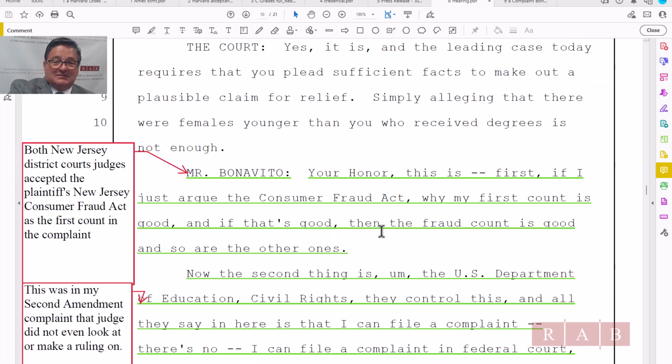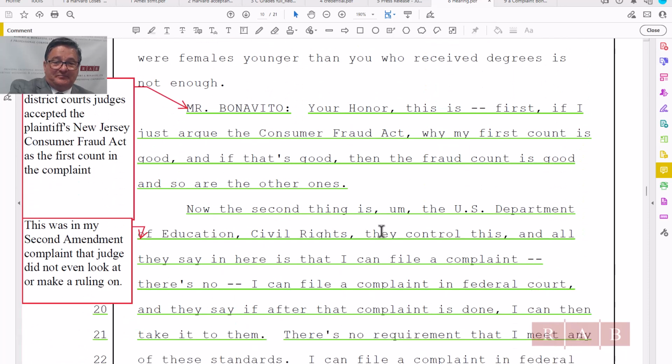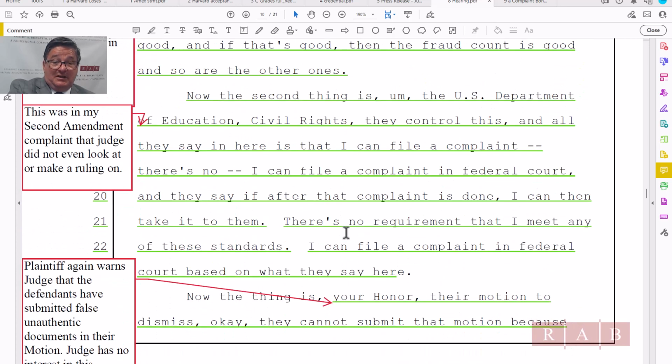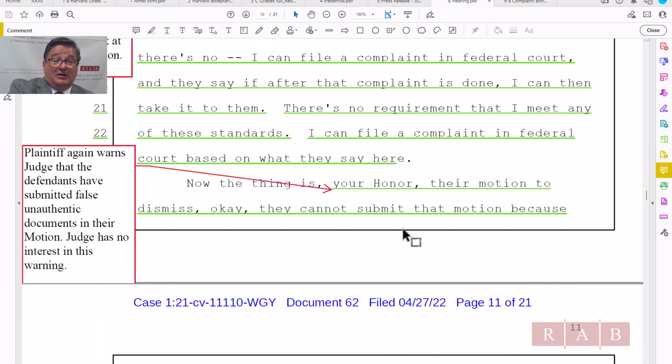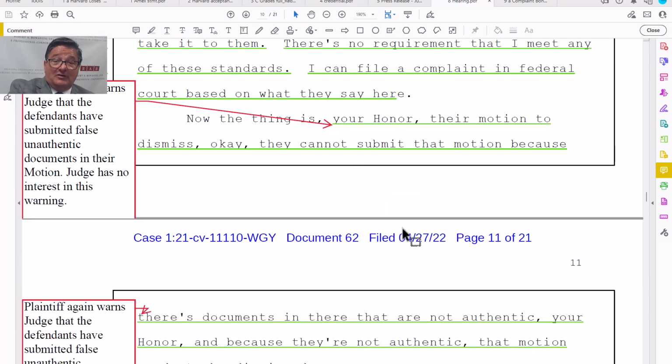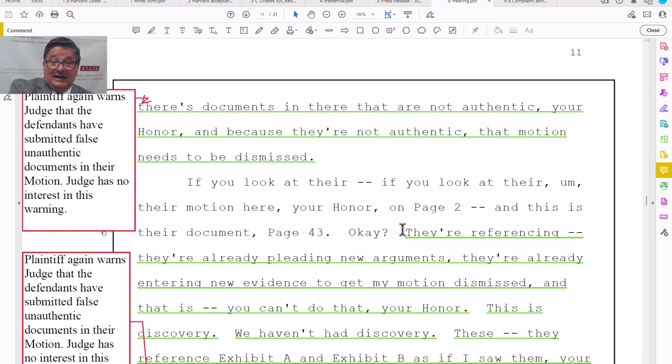Then we talk about Consumer Fraud Act. We talk about civil rights because this is obviously civil rights. You can't deny someone a degree when the university is accepting billions of dollars based on your gender and age. Okay, there's a civil rights complaint in there. We talk about fraud. Okay, there's ongoing fraud because they won't give you my degree. There's no statute of limitation. Every day is fraud, right? He ignores all that.